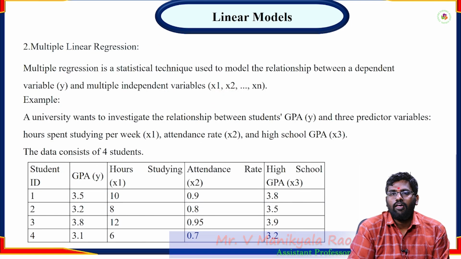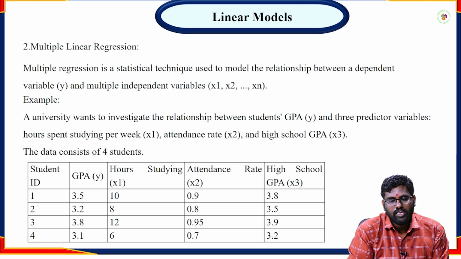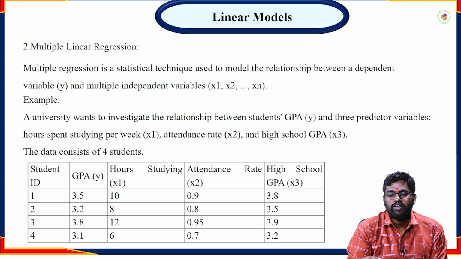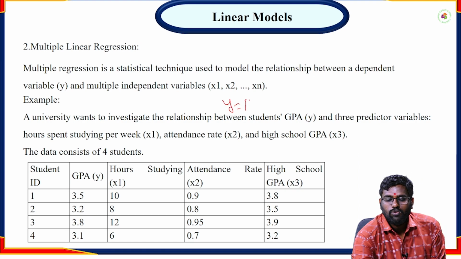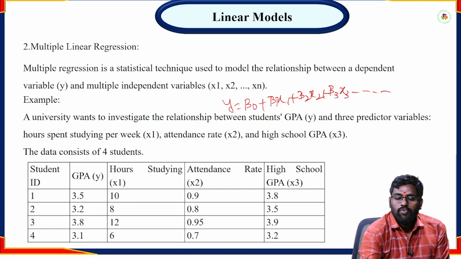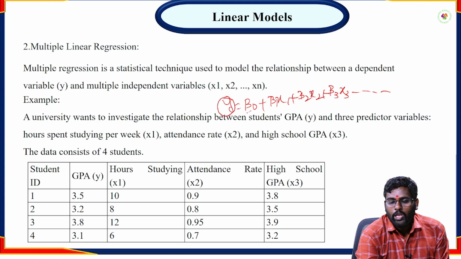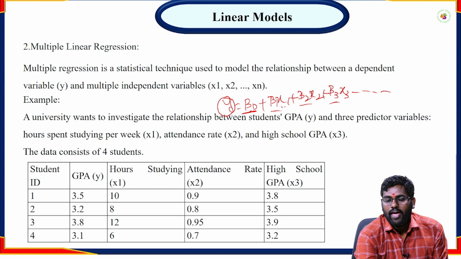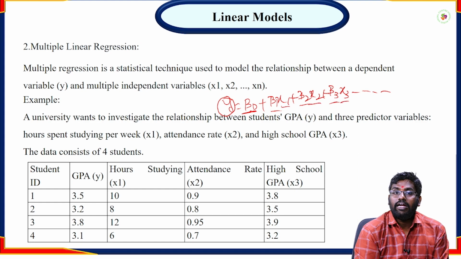Now coming to the second one, multiple linear regression. Multiple linear regression means it has only one dependent variable and more than one independent variable, just like y is equal to b0 plus b1 x1 plus b2 x2 plus b3 x3 and so on. This is the equation. Here our dependent variable is y, beta naught is our constant, beta 1, beta 2, these are all our slope values, and x1, x2, x3 are our independent variables.